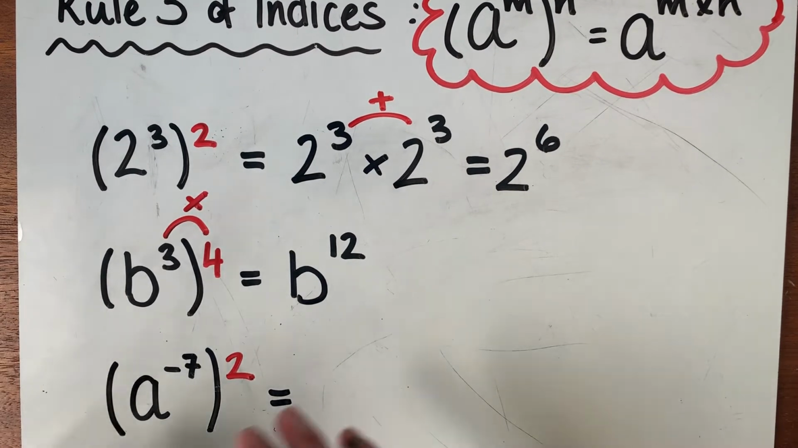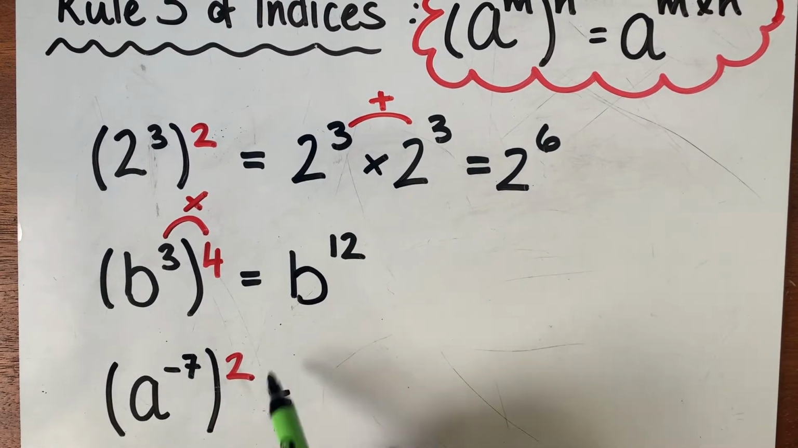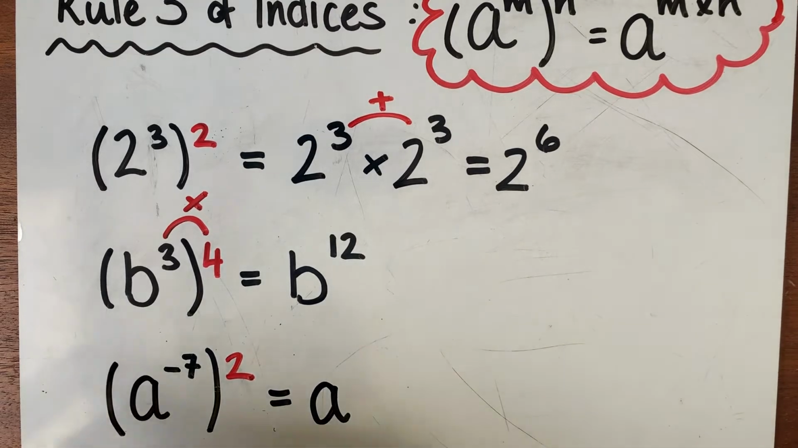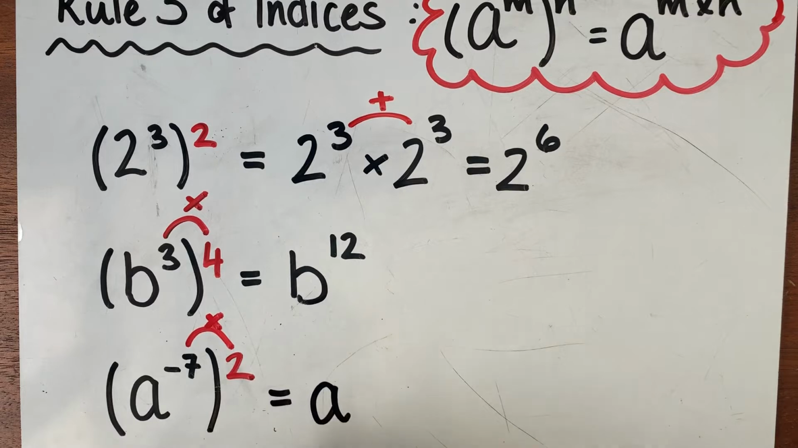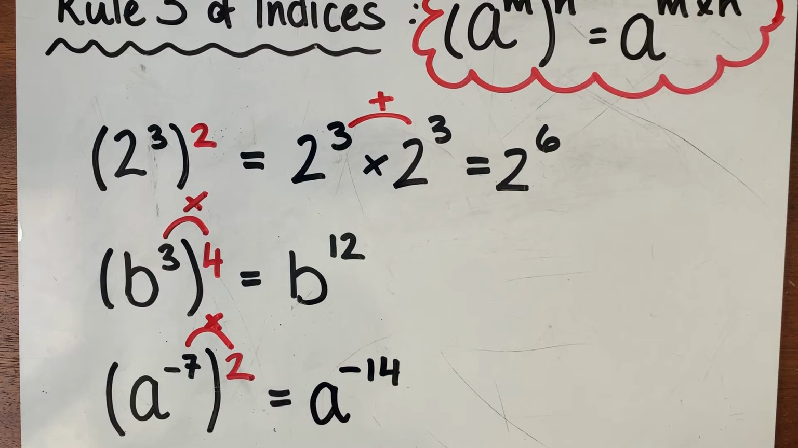Again, we can increase the challenge ever so slightly by adding in some negative indices. The negative could be inside the bracket, outside the bracket. It doesn't matter as long as you're confident with your integers work. We're going to look at our base again. It's base A in this case, and all we're going to do is multiply the two indices together. So negative 7 multiplied by 2, a negative times a positive results in a negative, and we get negative 14 as the solution to that one.